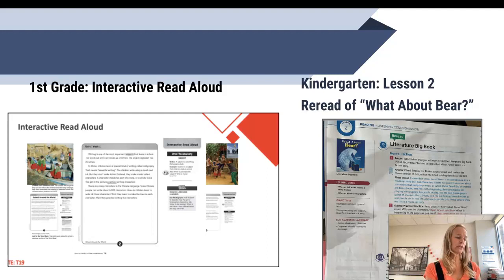So for first grade, you're going to look at the interactive read aloud, and that's going to come with interactive read aloud cards that you're actually going to be able to flip through as well, and then also be able to project digitally on the online platform. Kindergarten, you're going to be looking at a reread for your lesson 2 of What About Bear? So another exposure of that big book, of that anchor text. So first grade, this is where you're going to go to your interactive read aloud, and kindergarten, you're going to go to a reread of your big book of What About Bear? If you're following along on your lesson plan template, you will see that. If you're following along also on your teacher's edition, you will also see that flow or that pattern.